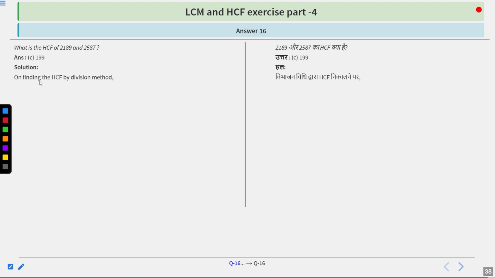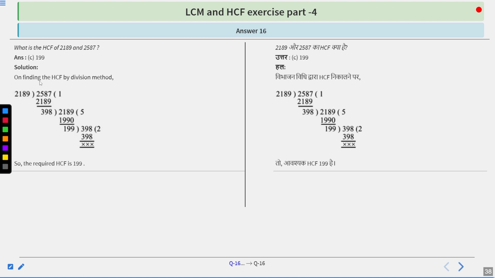Now, by using the division method, we are going to divide the larger number by the smaller number. So dividing 2587 by 2189, the quotient is 1 and the remainder is 398. Now we will divide the previous divisor, 2189, by the remainder. 398 times 5 is 1990, remainder is 199.